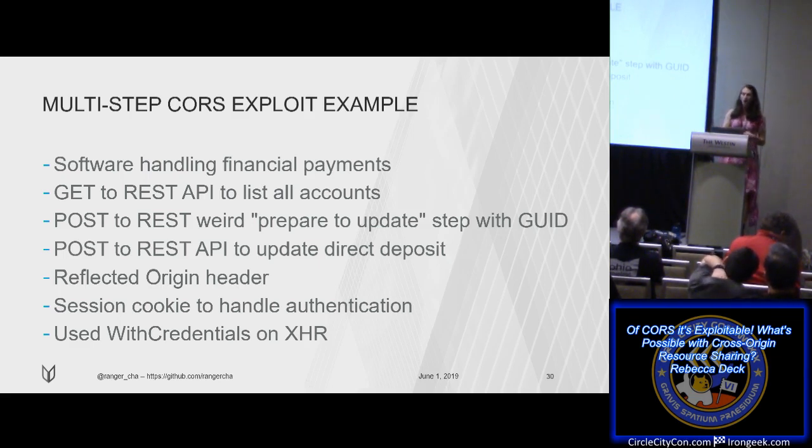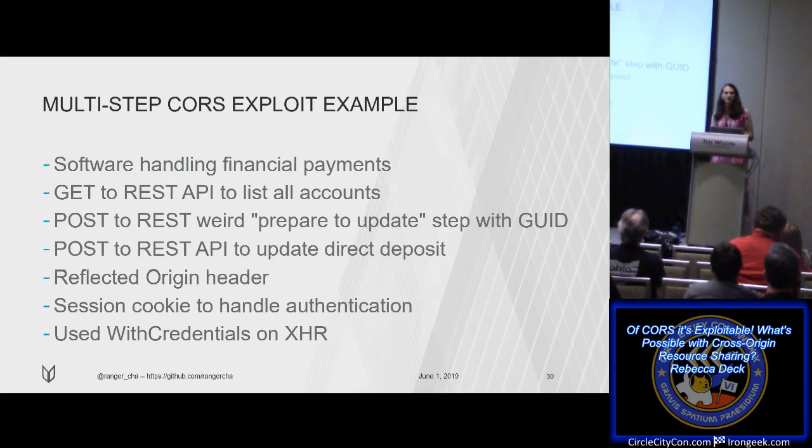So I had a piece of software, and that software handled some financial payments. It made a GET request to this RESTful API and said, hey, list out all the accounts on here. Then it made a POST request. It had this prepare to update step, and that prepare to update gave me a GUID back. And that was the thing where they said, you'll never be able to get this GUID because it's super secret. And then it made a POST request to this API to update the person's direct deposit information.